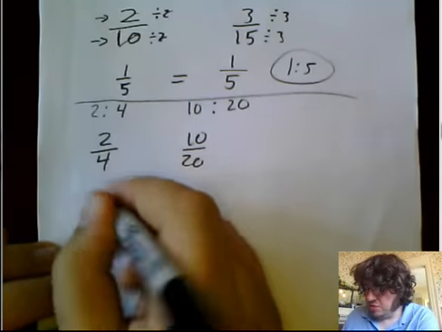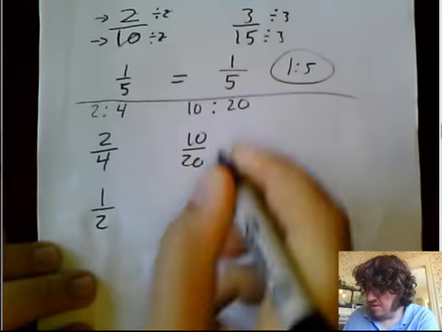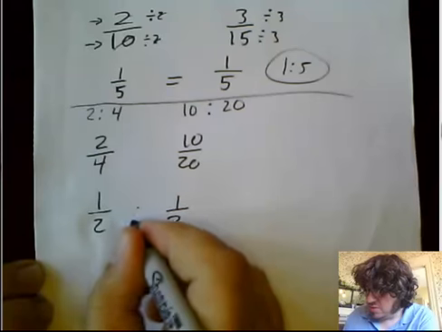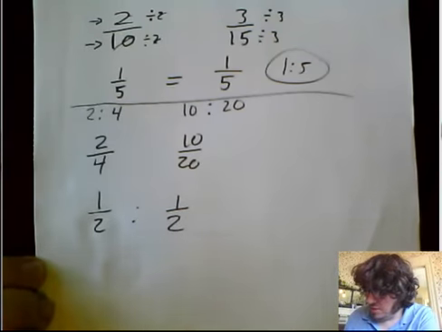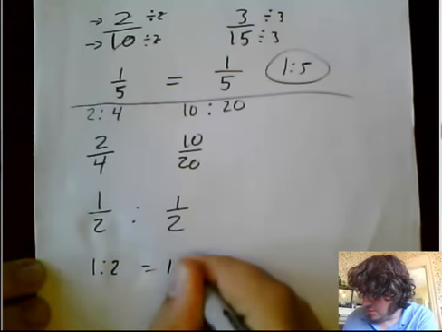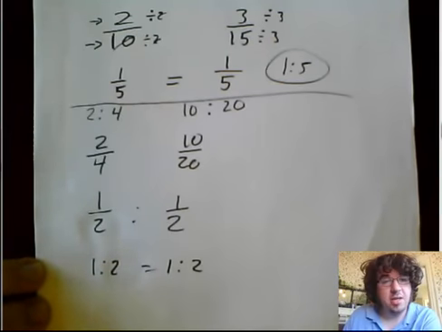We need to simplify. 2/4 goes down to 1/2. 10/20 does go down to 1/2. So again, those are equivalent. And we can write them as 1 to 2 is equal to 1 to 2. Hope that helps.